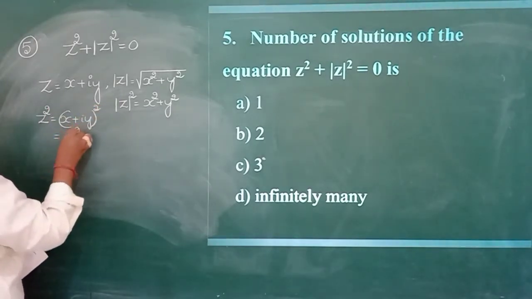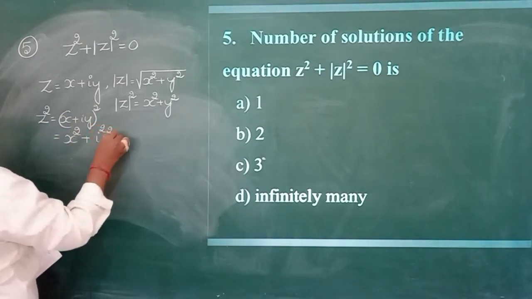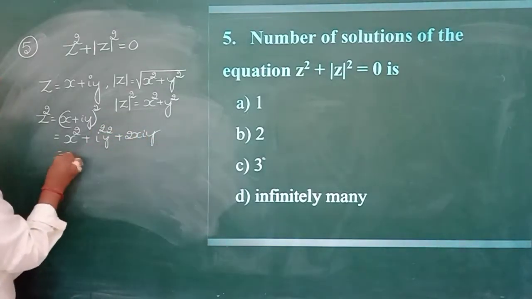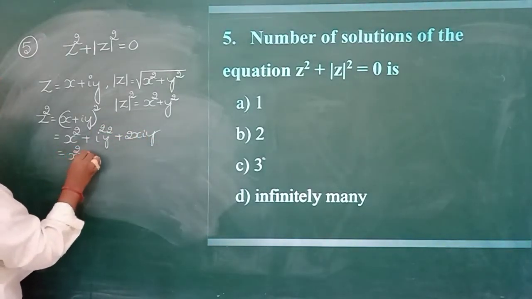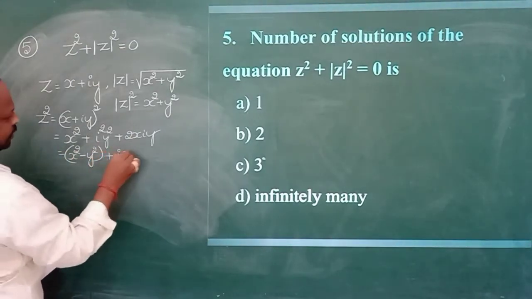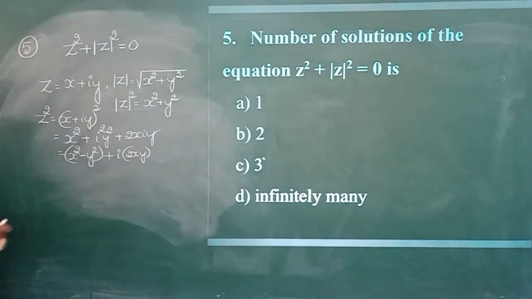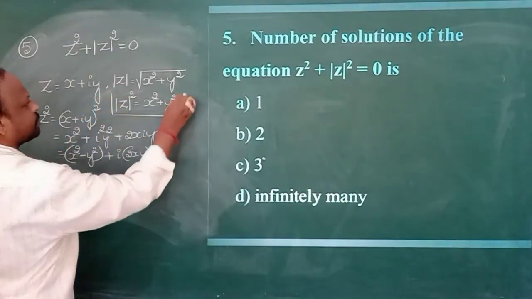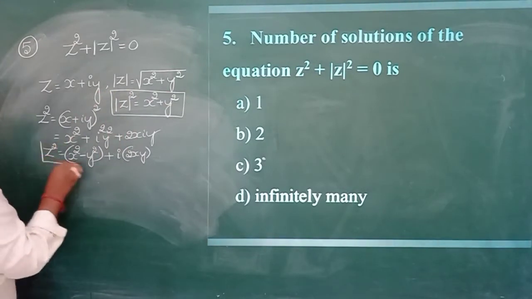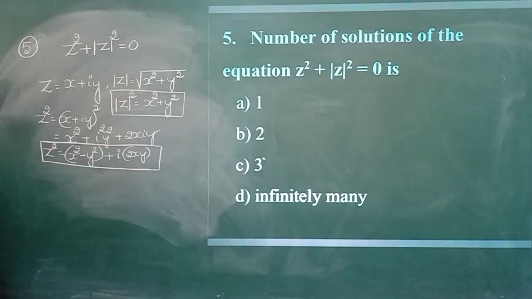x square plus i square y square plus 2x iy. So this will be x square minus y square, i square is minus 1, plus i into 2xy. So here mod z square is x square plus y square, and z square is x square minus y square plus i into 2xy.